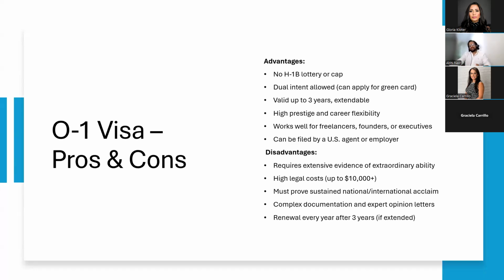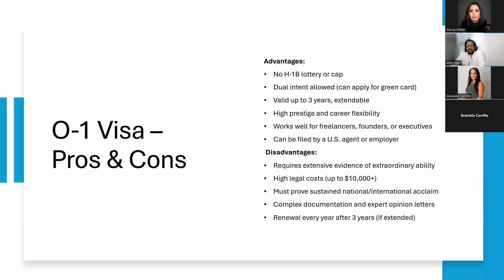Let's now break down the pros and cons of the O-1 visa, which I'm currently pursuing, starting with the advantages. First, the O-1 visa has no lottery or cap. So, unlike the H-1B, it gives you more predictability and control over your path forward. It also allows dual intent, which means you can apply for a green card while staying in the US, a critical advantage if you are planning for the long term. It is valid up to 3 years and can be extended 1 year at a time, making it suitable for professionals who need stability and career flexibility.